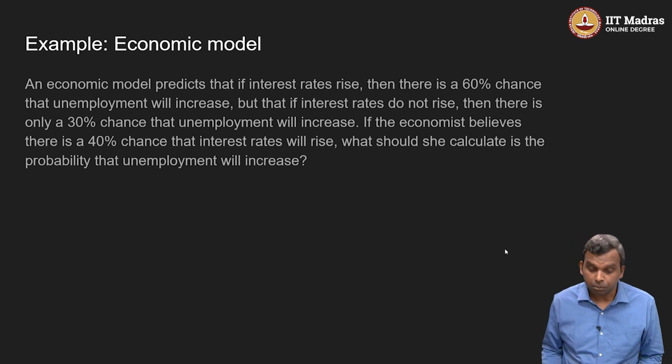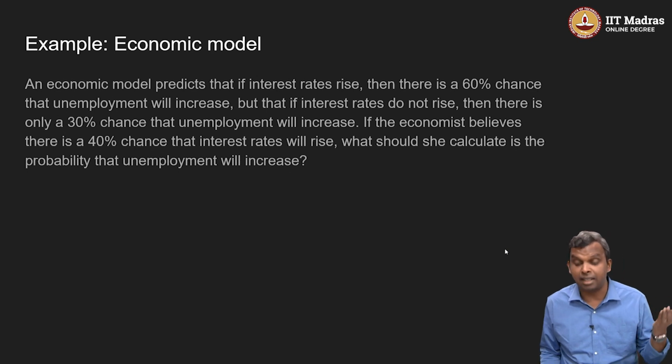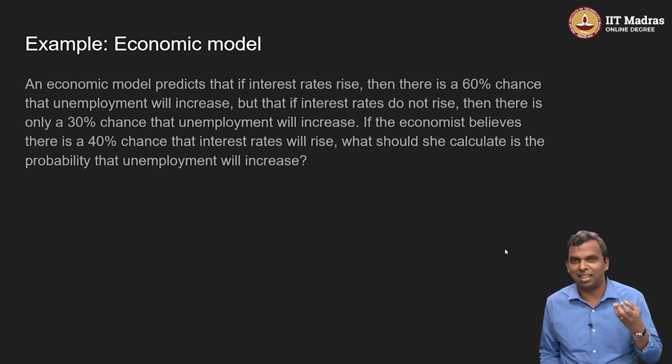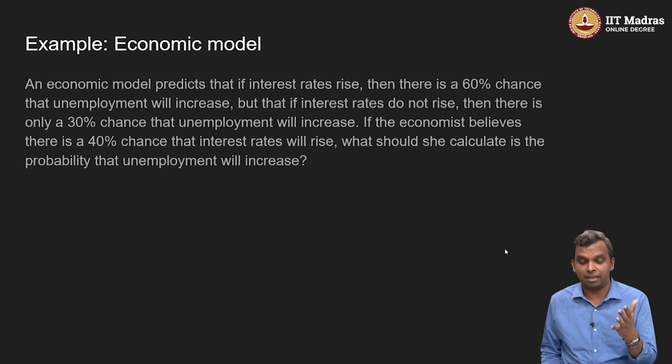So, you have an economic model which predicts that if interest rates rise, there is a 60% chance that unemployment will increase. But if interest rates do not rise, then there is a 30% chance that unemployment will increase. Okay, is that okay? So, once again you can already see the way the law of total probability is going to come in, the way there are two events B and B complement. Okay, so there are two situations here, either the interest rates rise or the interest rates do not rise. Right. If the interest rates rise, something happens to unemployment. If the interest rates do not rise, something else happens, so the chance of unemployment increasing changes. Okay.